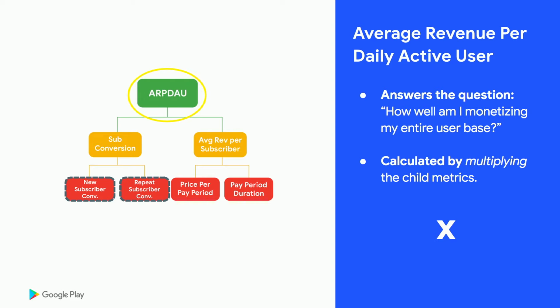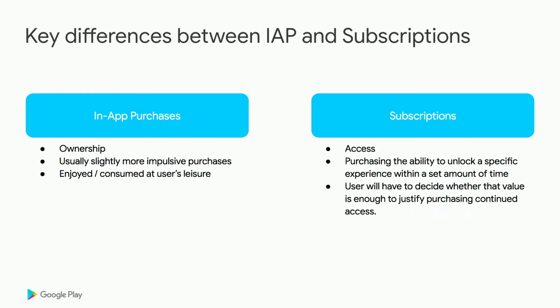So let's actually discuss some of the differences in the in-app purchase monetization model versus subscriptions. Now, in-app purchases are permanent. They are ownership. I'm buying something and I own it. However, subscriptions are usually access related. Maybe it's content, but again, you're providing access to something that they can't have without the subscription.